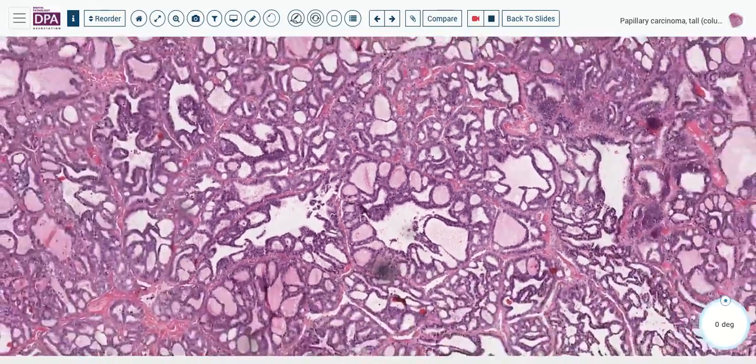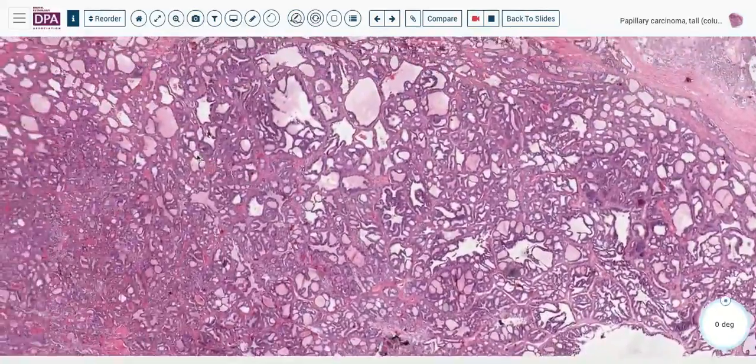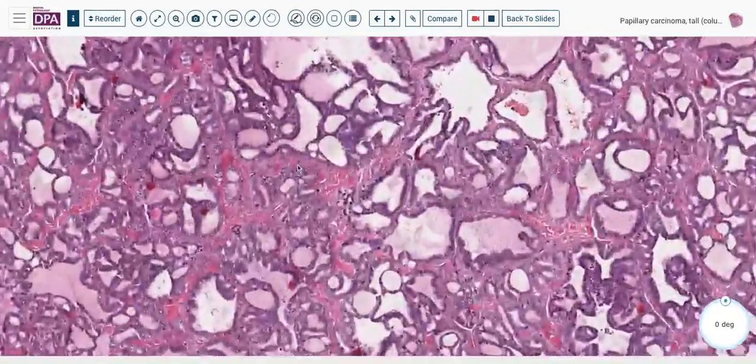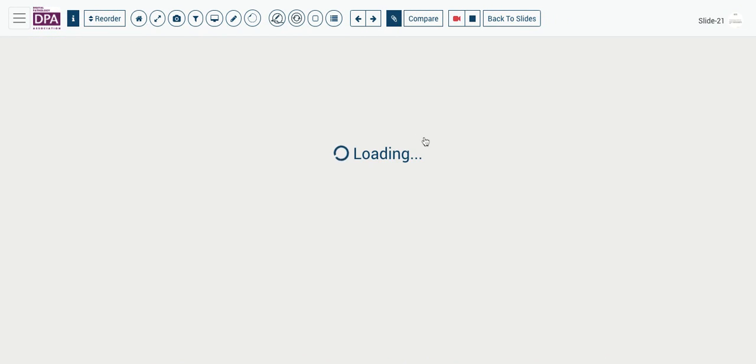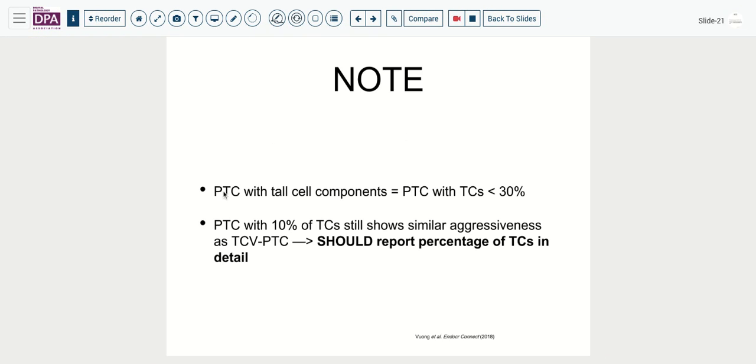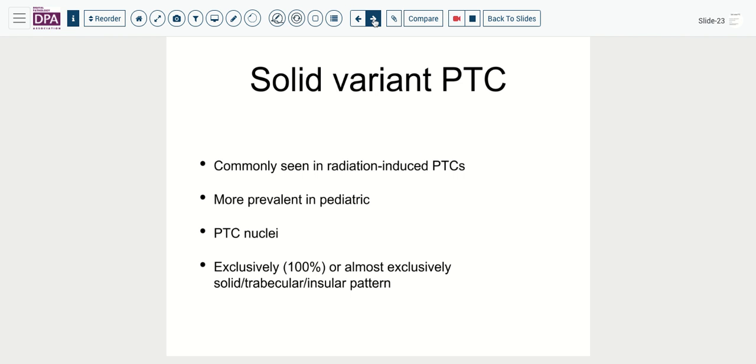When the tall cell feature is less than 30%, what do we do? We don't call it tall cell carcinoma variant, but we can give a quantitative answer as to how much has tall cell features, and that may govern and guide treatment. So we use the term papillary thyroid carcinoma with tall cell components, or papillary thyroid carcinoma with tall cells less than 30%. And because this still has some degree of enhanced aggressiveness, this should be reported with some detail. So pay attention for those things and evaluate your thyroid nodules carefully, looking for that possibility.